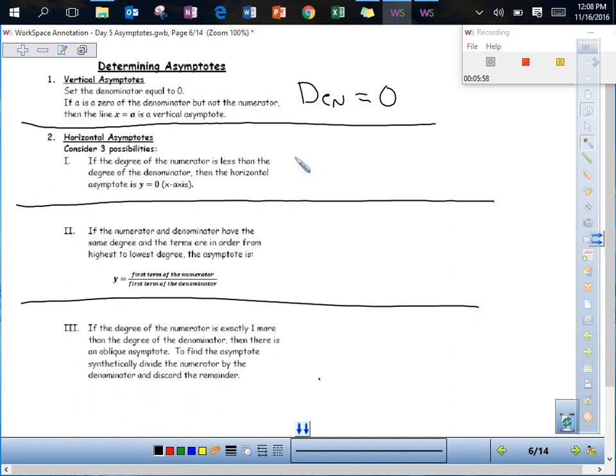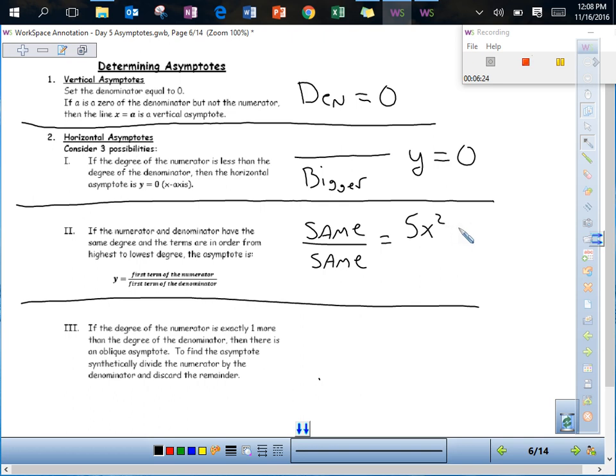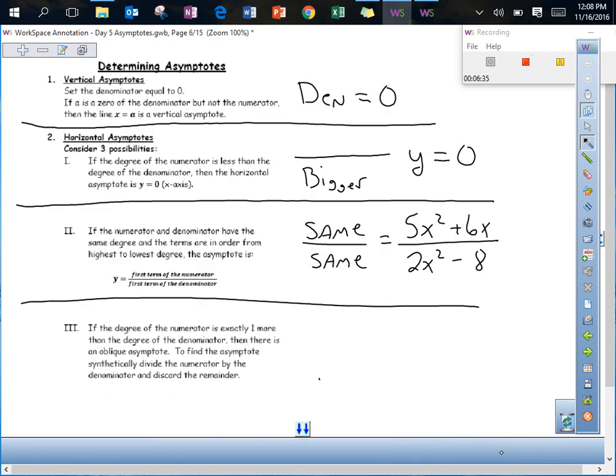If the power in the denominator is bigger than the power in the numerator, then I'm going to have a horizontal asymptote at y equals 0. If I have the same power in the numerator and the denominator, I'm just going to look at the coefficients. So pretend for just a second I had 5x squared plus 6x, and I had 2x squared minus 8. The x squareds are the same power, so I'm going to have a horizontal asymptote at 5/2.